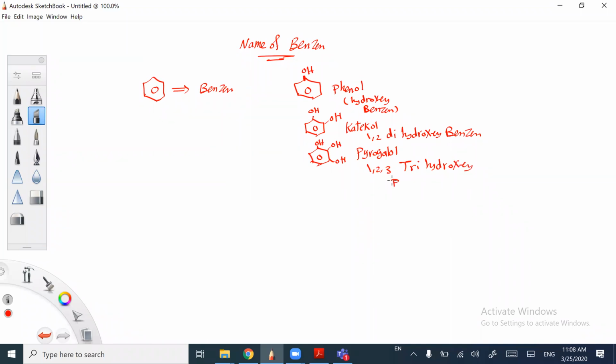If we have a carboxyl group with the benzene, it's called carboxy benzene, or benzoic acid.